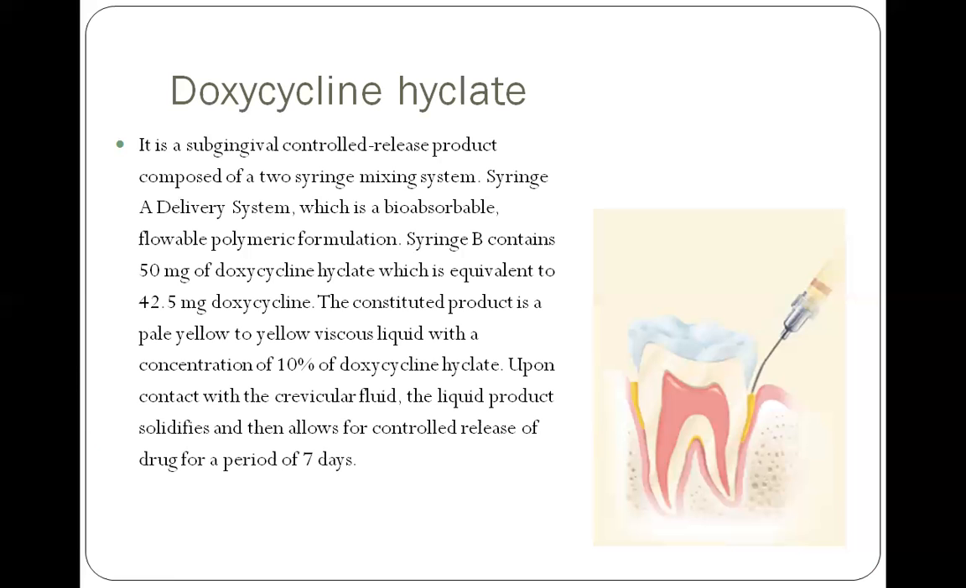Usually it contains 50 milligram of doxycycline hyclate, which is equivalent to 42.5 milligram of doxycycline. The color is usually pale yellow to yellow viscous liquid with a concentration of 10% doxycycline hyclate. As we said, when it is in contact with the tissue or the fluid, the liquid will be solidified and then allows for controlled release of the drug for a period of 7 days. Here we don't need to remove it. It will be degraded by itself.